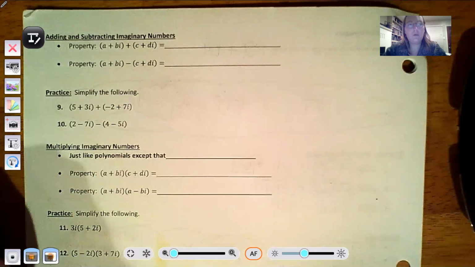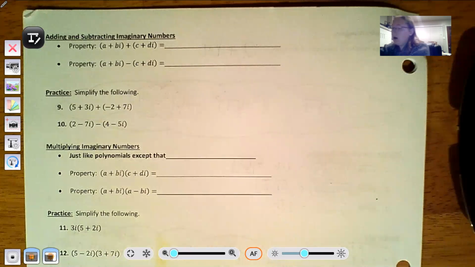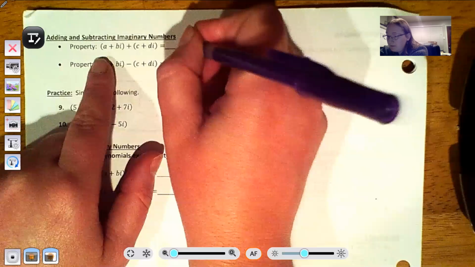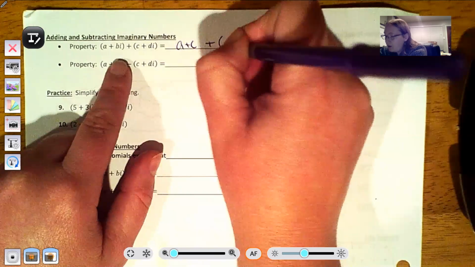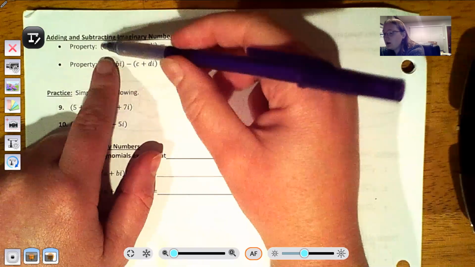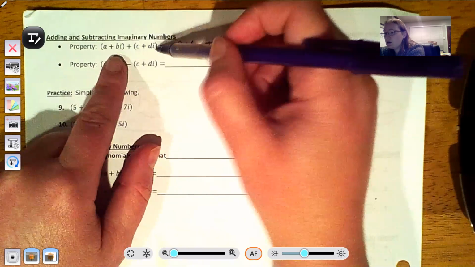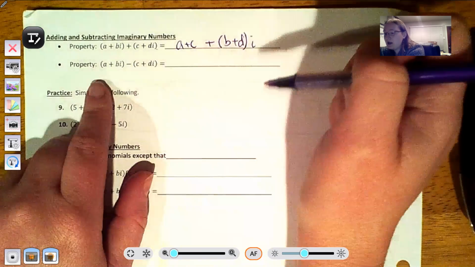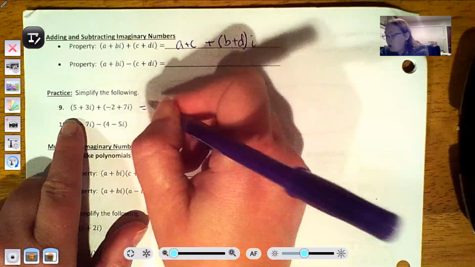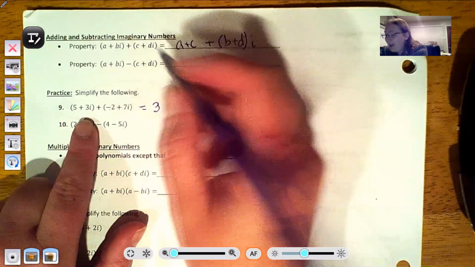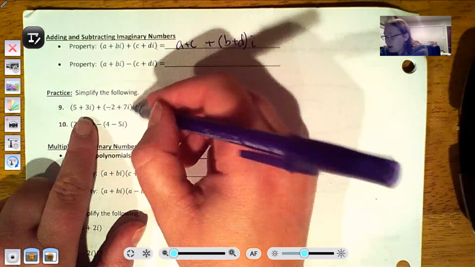All right, so basically, you can add the real parts and you can add the coefficients of your imaginary. So you can add your real parts and you can add your imaginary parts. Generically, it looks like that, but it's a lot easier if you just go, okay, I'm going to add my real parts. So I get 5 plus negative 2 is 3. And then I'm going to add my imaginary parts. So that's 10i.